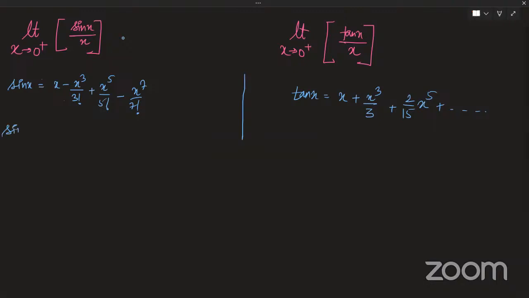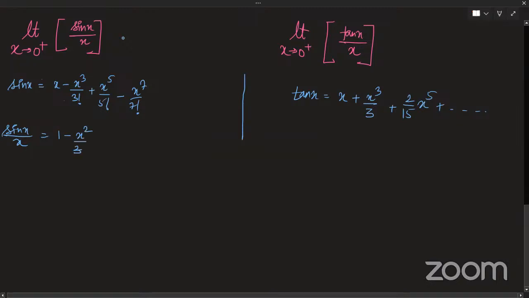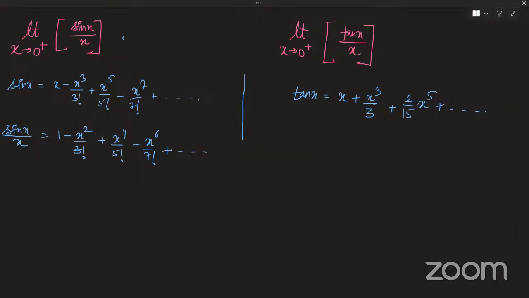So sin x by x, you divide this thing by x. What do you get? You get 1 minus x square by 3 factorial, plus x raised to 4 by 5 factorial, minus x raised to 6 by 7 factorial, and so on up to infinite terms. Fine? Everyone? So just tell me one small thing.